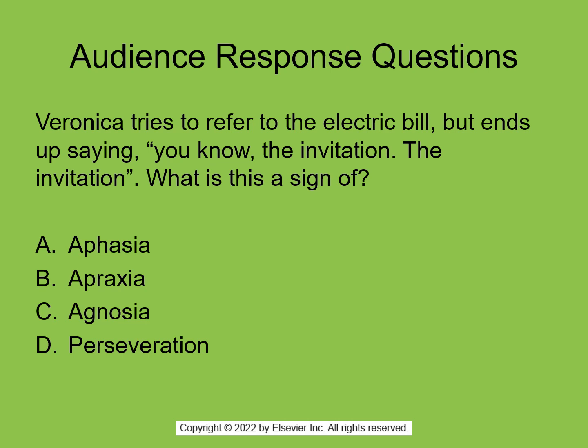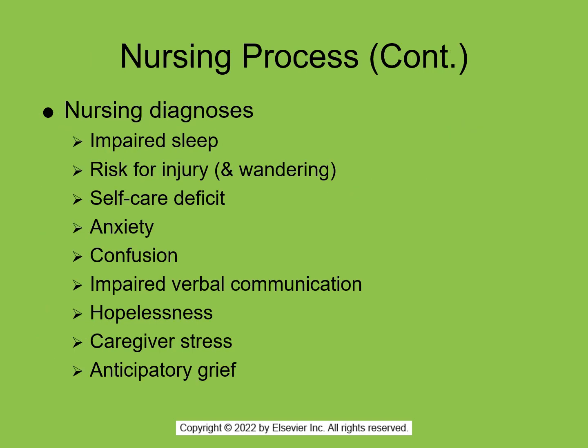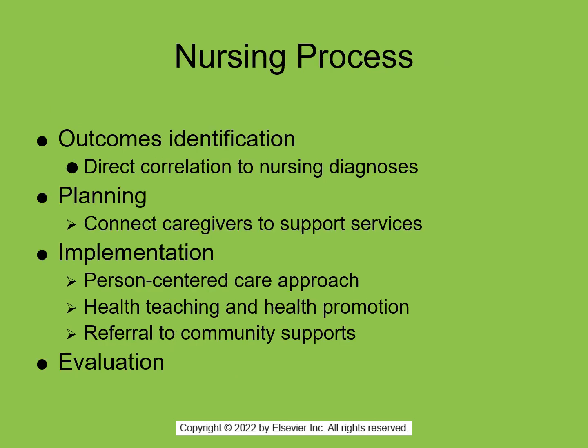So what sign can we attribute that to? So we're gonna look at that. Also, these are some of your nursing diagnoses. Again, impaired sleep, self-care deficit, caregiver stress and role strain, anticipatory grief. So again, this is the time when the caregiver gets stressed out.